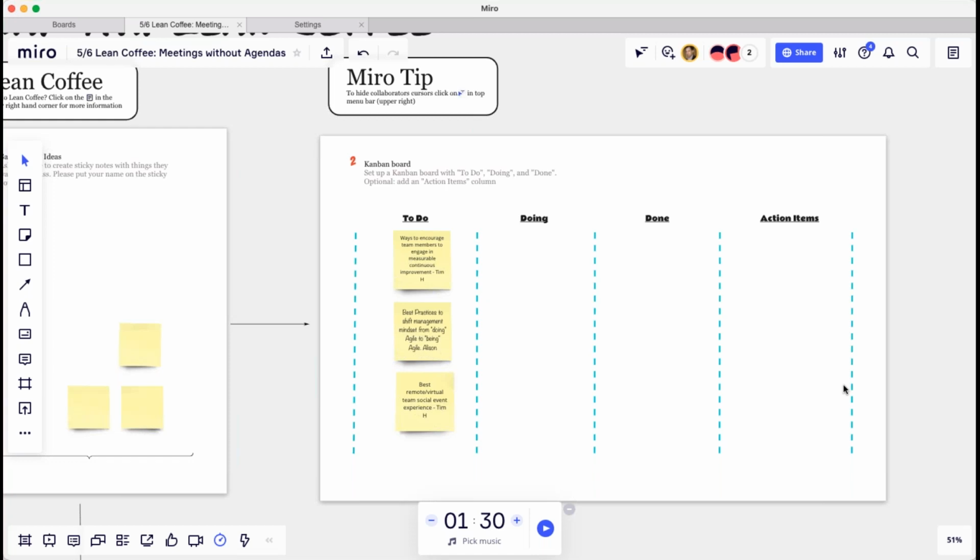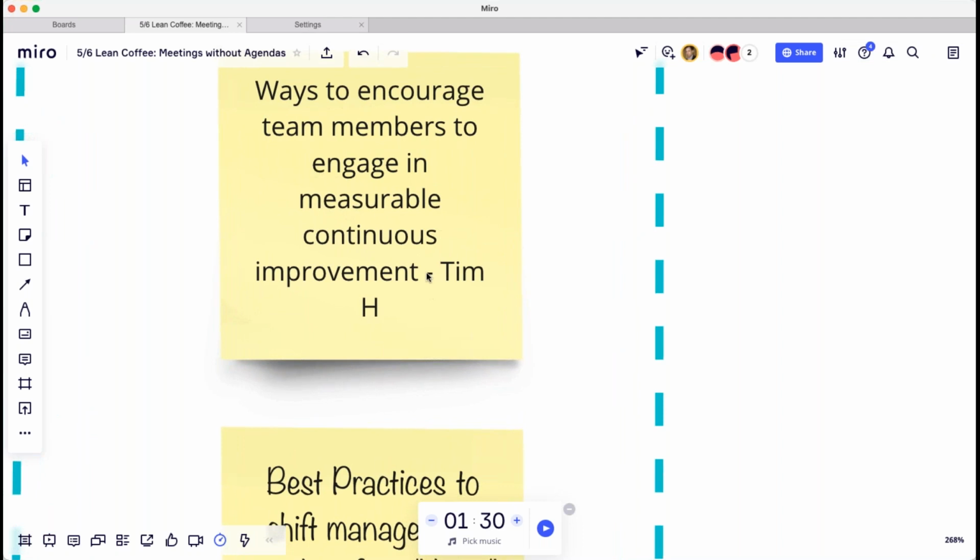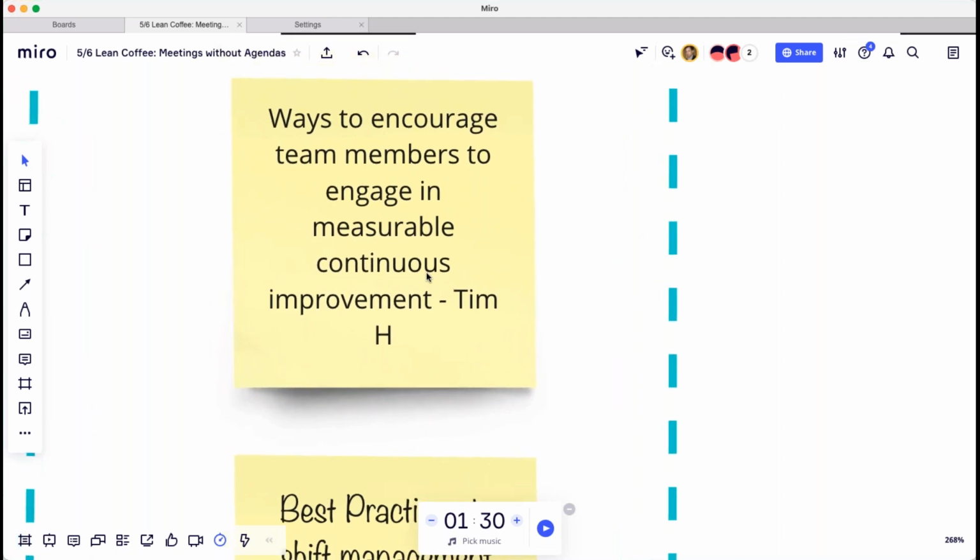So let's have our first round on topic number 1: ways to encourage team members to engage in measurable continuous improvement. Now the first round always gets 10 minutes. And we can start the conversation now. Does anybody have any thoughts on how to engage team members on continuous improvement?